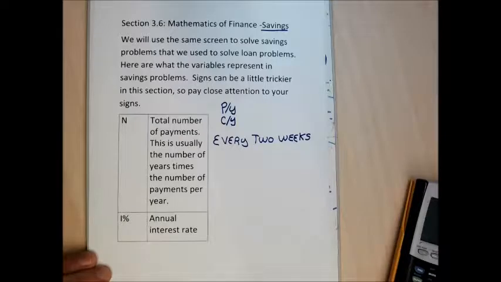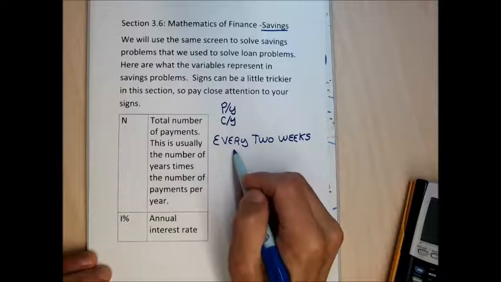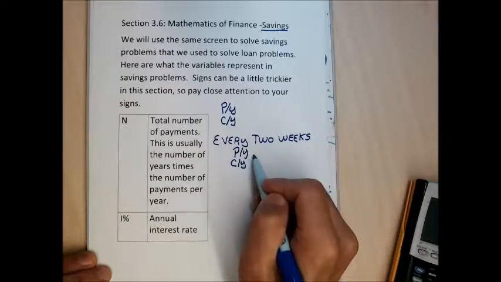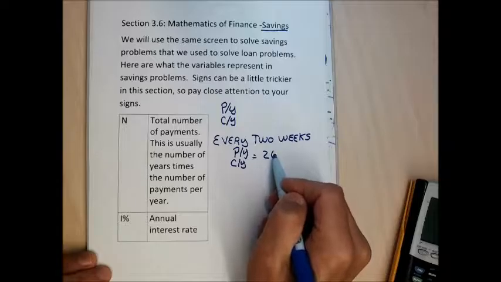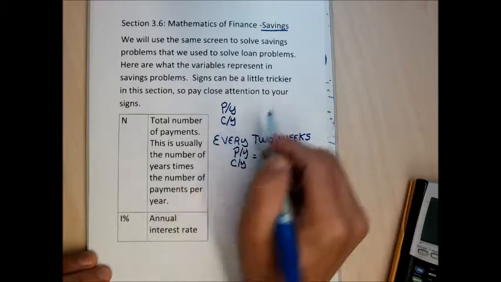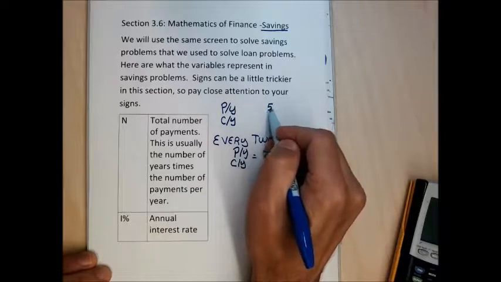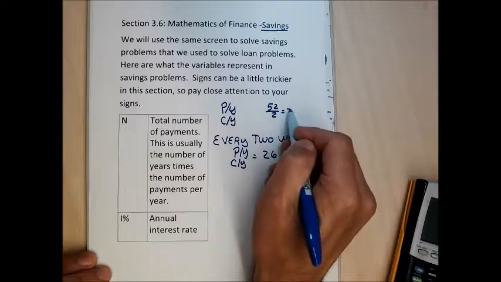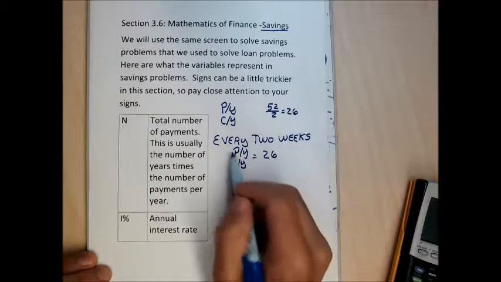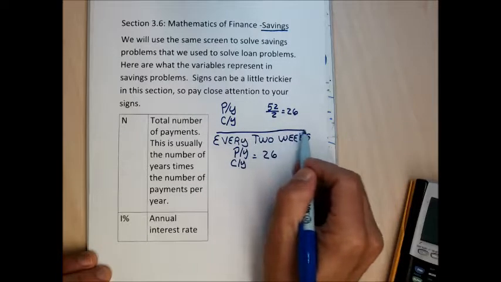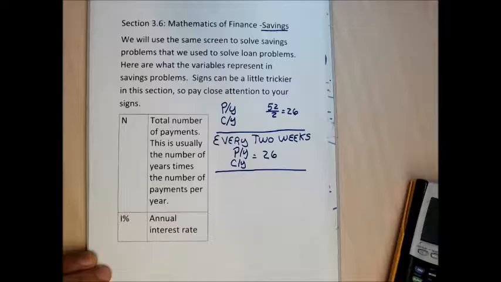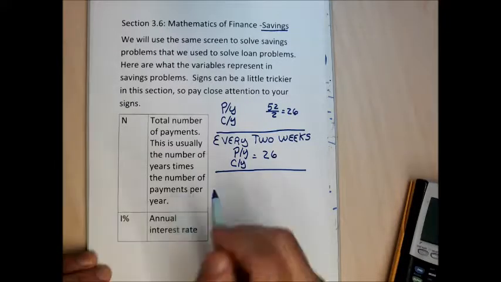And for every 2 weeks, the PY/CY is going to be 26. I get paid 26 times per year because there are 52 weeks in a year, and if you divide by 2 for getting paid every 2 weeks, you get 26 paychecks. So in savings problems, the PY and CY might wind up being 26. That's if somebody's saving for retirement and they're getting paid every 2 weeks.